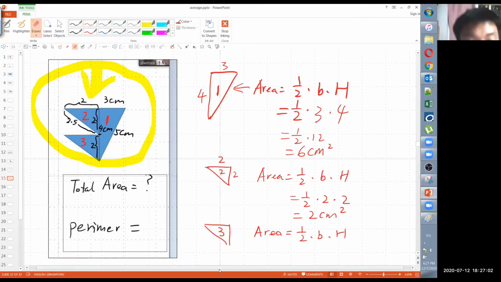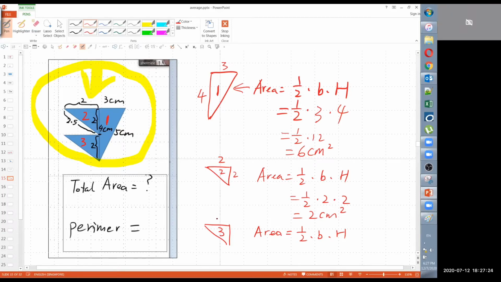Can I ask you one question? Is there any difference between triangle 2 and triangle 3? No. So if there is no difference, that means they are the same. It's the same number. So if they are the same, what does it mean for the base and the height?